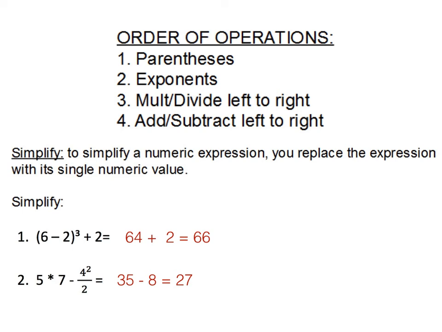For number 2, want to be a little bit more careful. You can do your multiplication of 5 times 7 to get 35. But before we can do any subtraction, we really need to take care of 4 squared, which is 16, divided by 2, and that equals 8. So 35 minus 8 is 27.